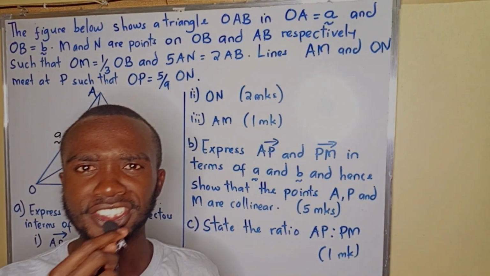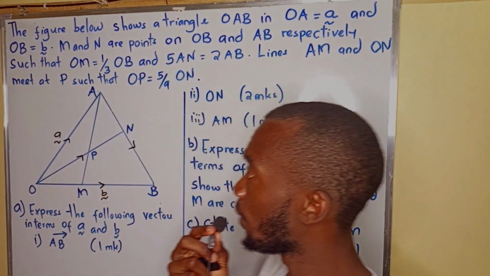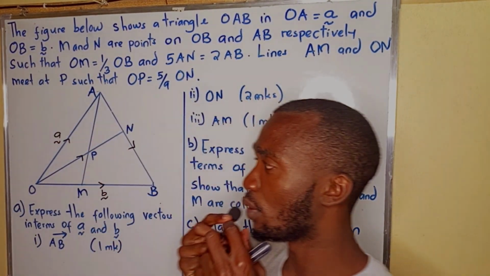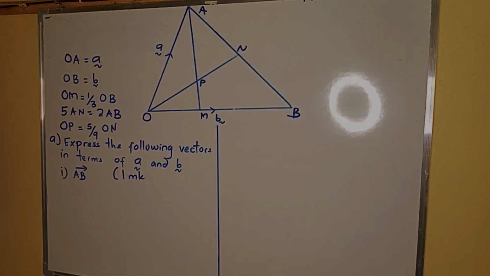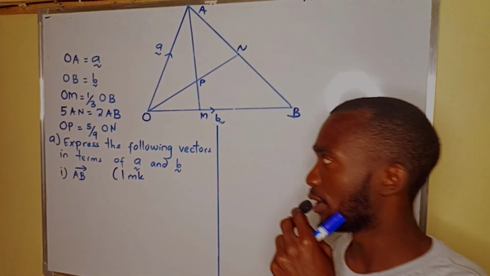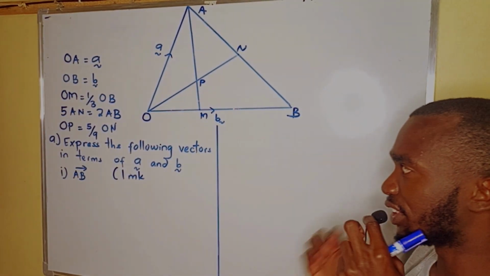This question is very easy. It is very easy to solve. You don't need to struggle. You only need to know the direction that you are taking to get the given vectors in terms of a and b. So let me start with part A. Express the following vectors in terms of a and b.